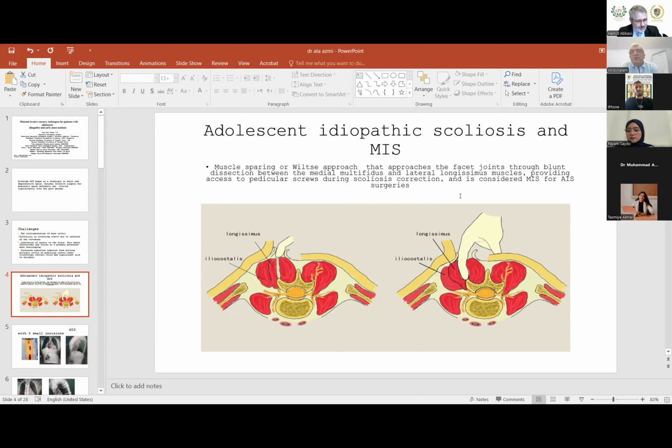This is some sort of less invasive technique in which you don't do subperiosteal dissection, you don't cut a lot of soft tissue. It will give you access that will also be safe for you to put pedicle screws. In pediatric orthopedics, we use that a lot, especially when we do early onset, which I'll talk to you about.